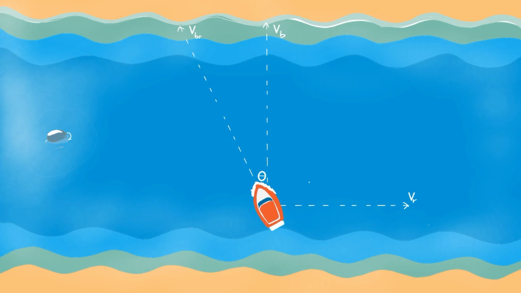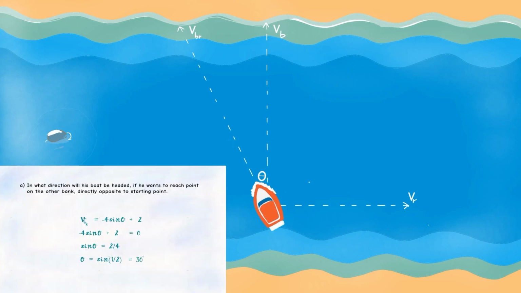Let's try to solve the first part of the problem. In the last scenario we already found the velocity of the boat in both axes. We can utilize them to solve this problem. From the video we can deduce that there is no displacement of the boat along the x-axis. That's why velocity along x-axis will be 0. Therefore the angle will be 30 degrees.